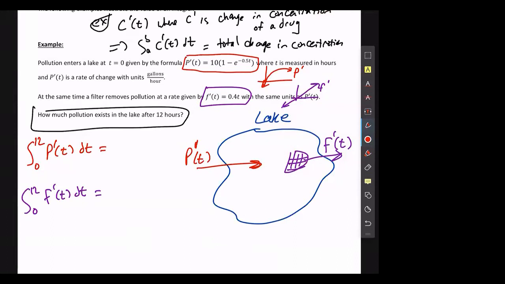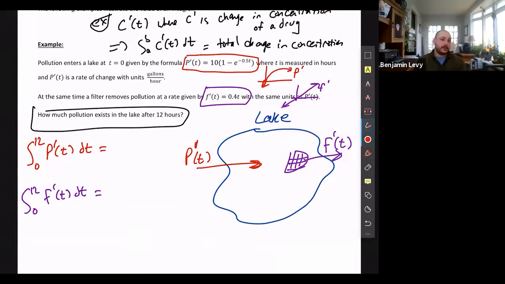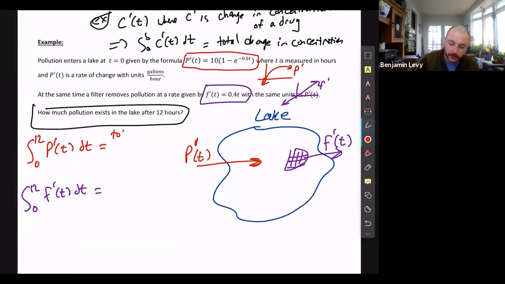Would the first one just be how dirty the water is after 12 hours? Yeah, if you integrate that rate, as a pollution rate, it's going to tell you the total gain or change in pollution. And in this case, it's going to be positive. So it's going to be the total pollution gained.